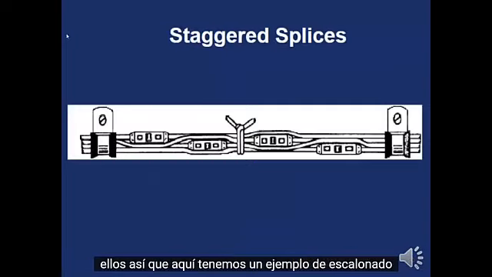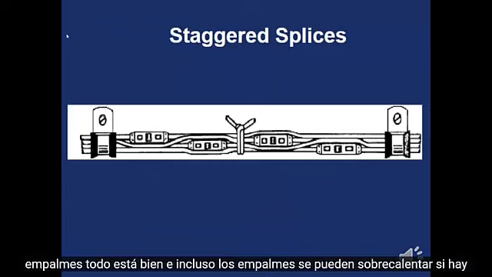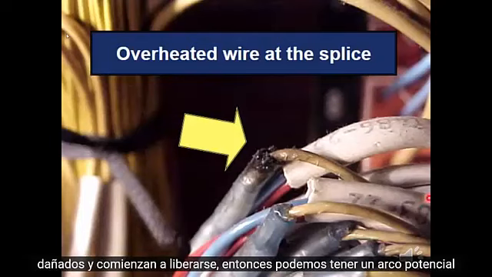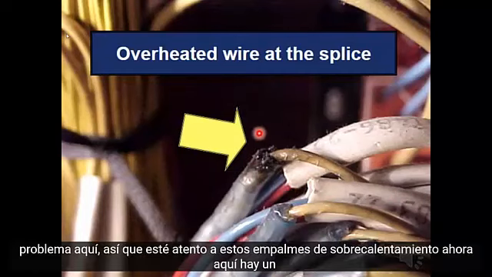So here we have an example of staggered splices. Everything is nice and even. Splices can be overheated. If there's damage and they start to break free, then we can have a potential arcing problem here. So be on the lookout for these overheating splices.